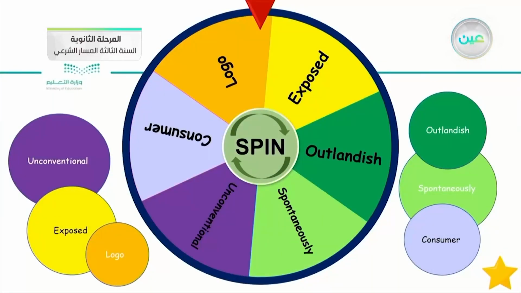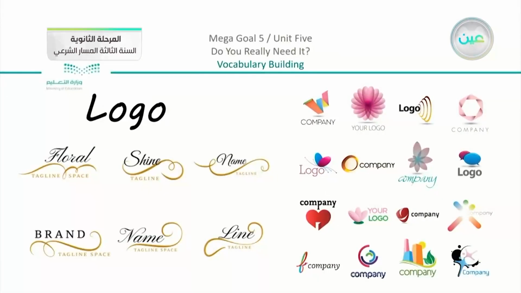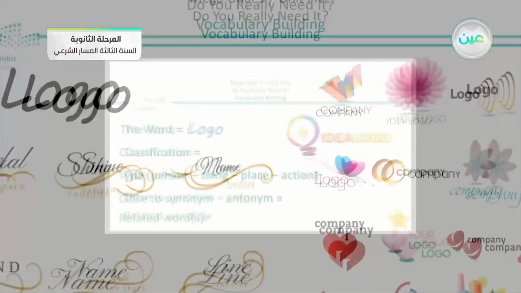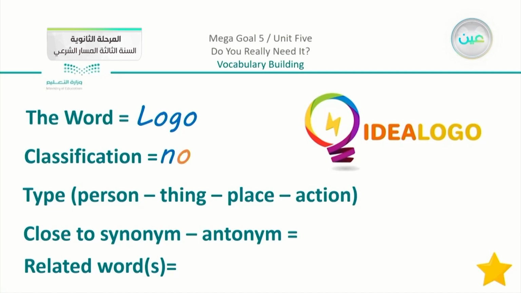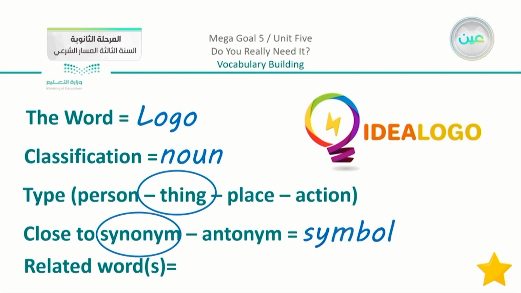We have the word logo. When we see the word logo here, which is actually a very simple word, you can see that a lot of products do have logos. You can see these are different logos here. We do know that a logo is a noun. It is usually used for things. It is very close to a symbol. We can say that this is a kind of symbol, and we can relate it to brands, because usually brands are the things that have logos.